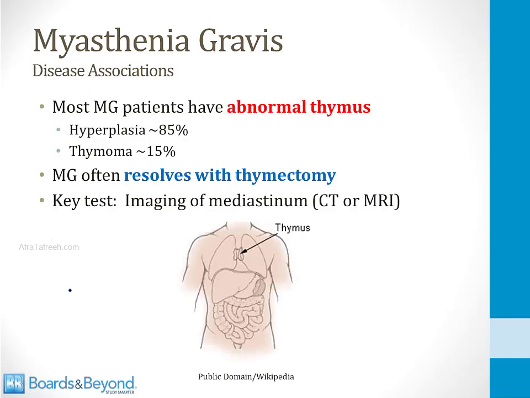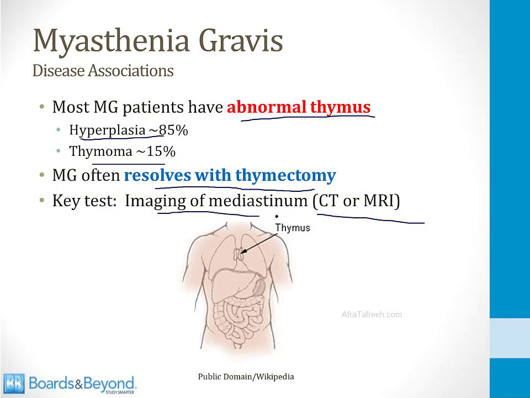You can basically think of myasthenia gravis as a disorder of the thymus, and that's because most patients have some thymic abnormality. About 85% have hyperplasia and about 15% have a thymoma. And this is important clinically because the myasthenia gravis usually resolves with thymectomy. This is also important for your board exams because a key test in a patient who presents with new onset myasthenia gravis is imaging of the mediastinum, either a CAT scan or MRI, because you want to know whether or not there is a thymic abnormality.